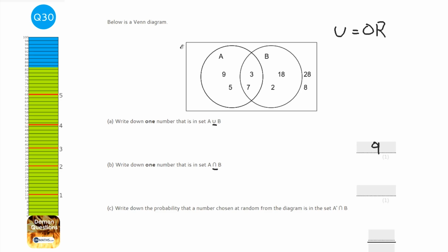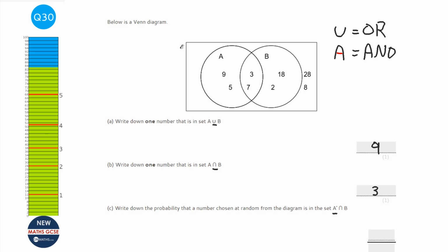This symbol here, I always view it as an and. I always put a little line there to say A for and. And it means it needs to be in A and B. It can't just be in A, it can't just be in B, it needs to be in both. And there's two numbers that fit that bill, 3 and 7. So I could write 3 or I could write 7.